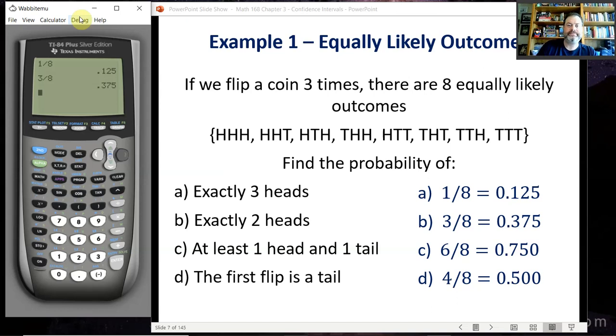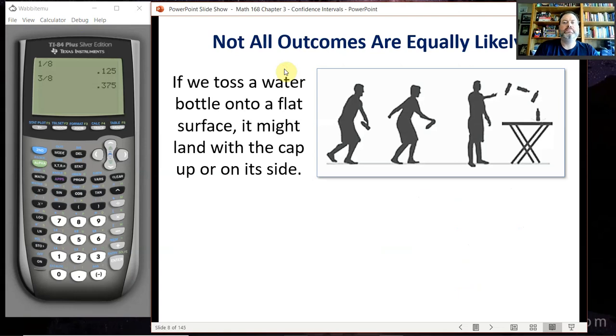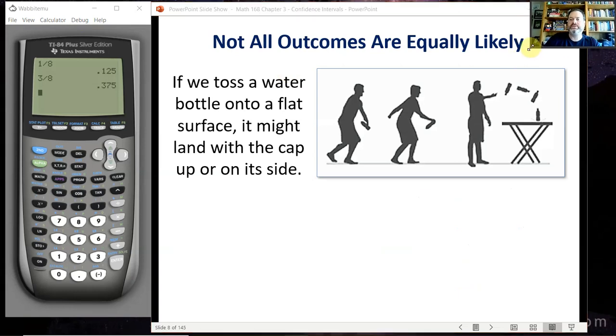Okay? So let's keep going. But it turns out not all outcomes are equally likely, as you probably guessed. So we want to at least briefly address what happens if the outcomes are not equally likely. How do we deal with that situation? Well, it turns out that even if the outcomes are not equally likely, we can still use the formula. So watch how this works.